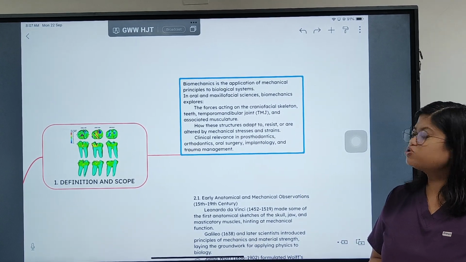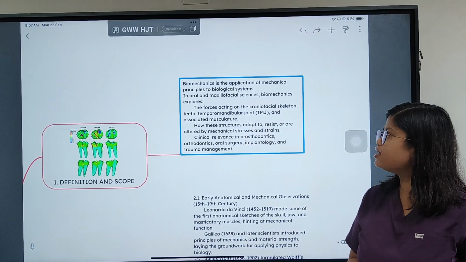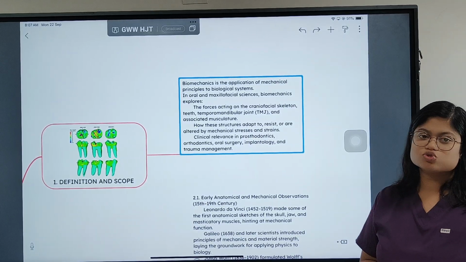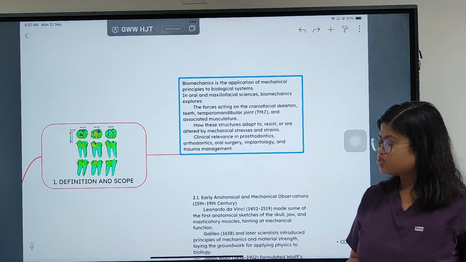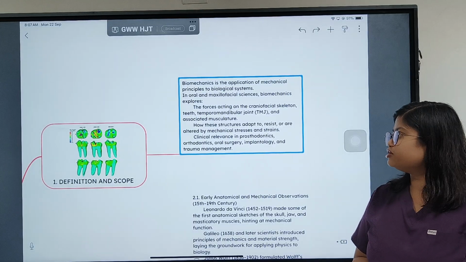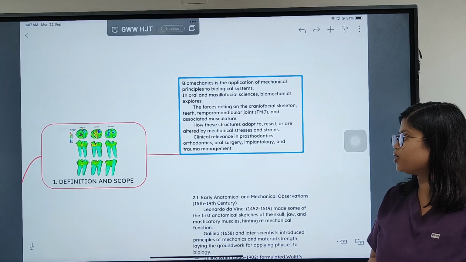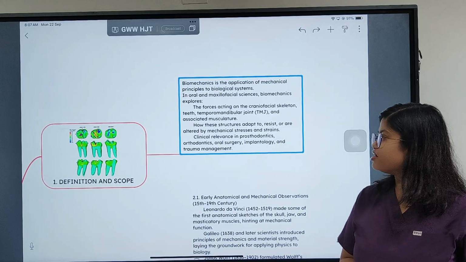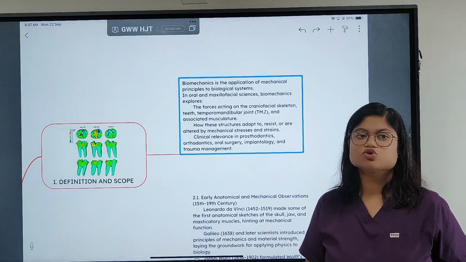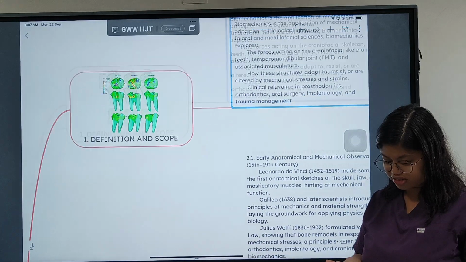It explores the forces acting on the craniofacial skeleton, the hard tissue teeth, temporomandibular joint and the associated musculature, and how these structures adapt to or resist the forces and the resulting mechanical stresses and strains. We will look into it, and what its clinical relevance is in prosthodontics, orthodontics, oral surgery, and implantology, for trauma management and various cases.